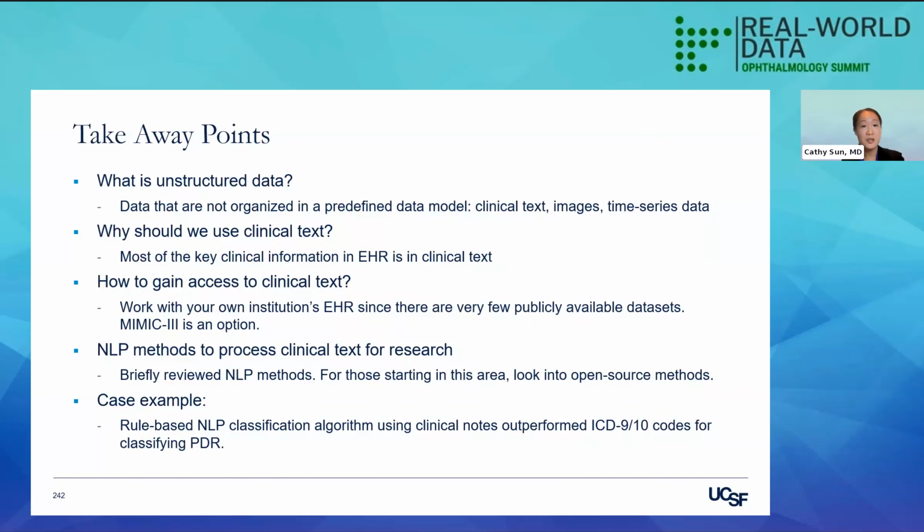So in conclusion, we talked about unstructured data, which includes text, images, and time series data. We should use clinical text, as a lot of key information is there. Working with your institution's own EHR is probably the best way, but there are also a few open access data sets. We talked briefly about NLP methods and a case example that found that the NLP classification algorithm with notes did better than diagnosis codes.